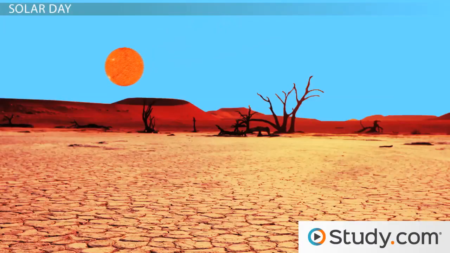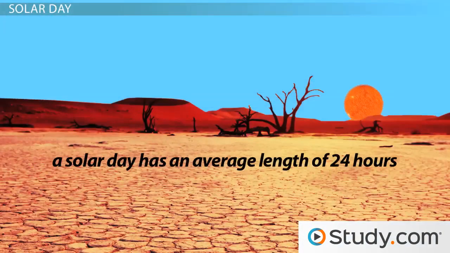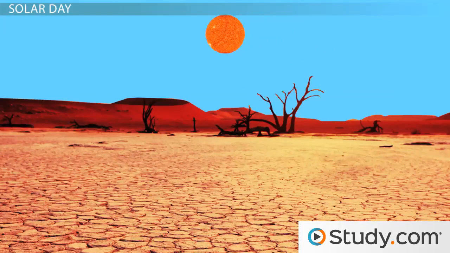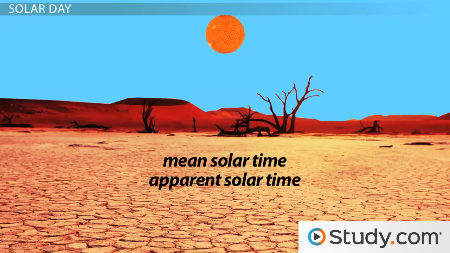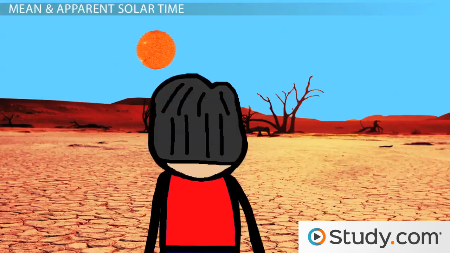Consequently, a solar day will be seen by you as the time that passes between high noon today and high noon tomorrow. A solar day has an average length of 24 hours. This lesson will explain what this has to do with mean solar time, apparent solar time, and the more famous standard time.